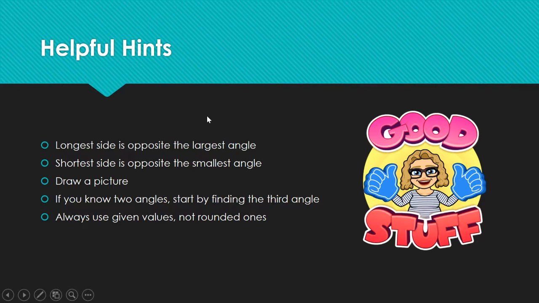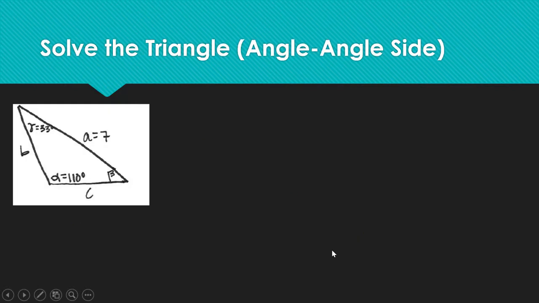There are a few helpful hints that go along with this. Keep in mind that in a triangle, the longest side is always going to be across from the biggest angle. The shortest side is always going to be across from the shortest angle. Draw a picture if you're stuck. If it doesn't give you a picture, draw one out. If you know two angles, always start by finding the third angle, and always use the values that you're given and don't use anything that you've rounded. So knowing that, let's dig in.